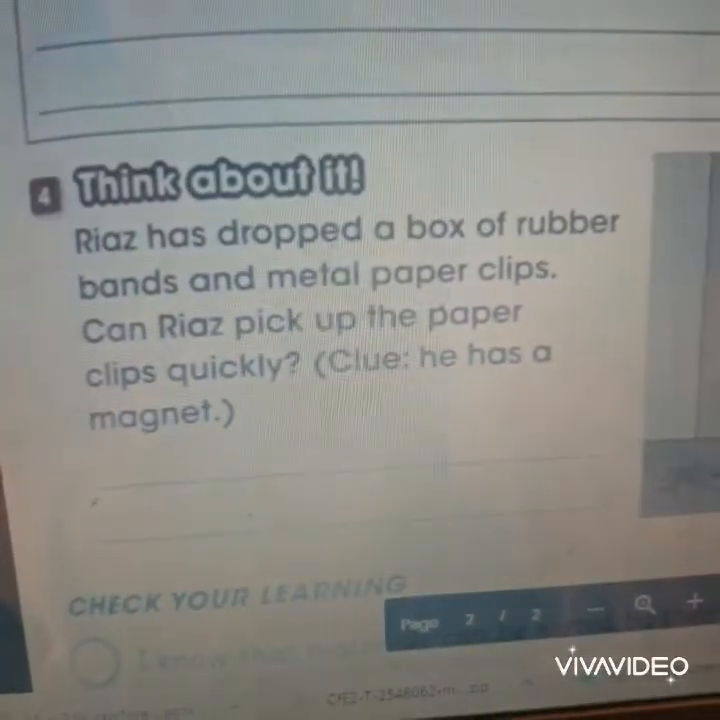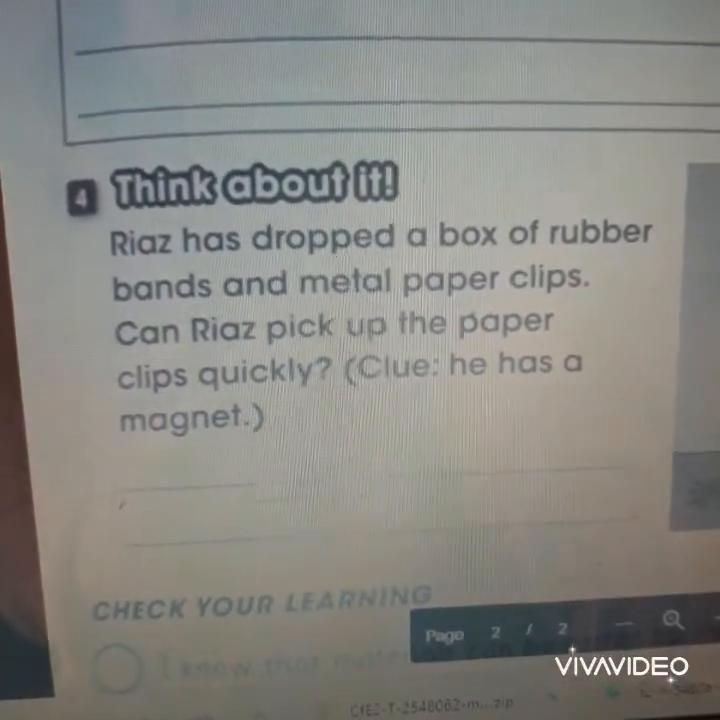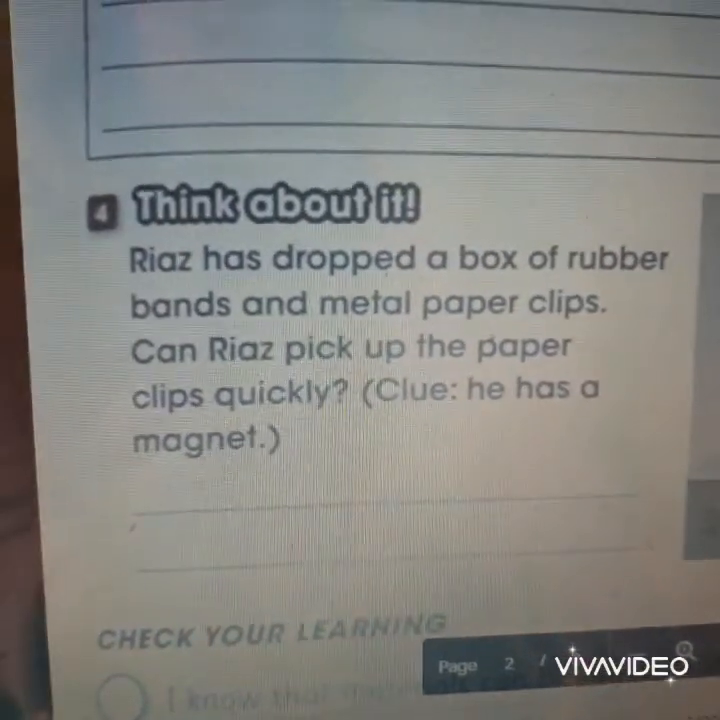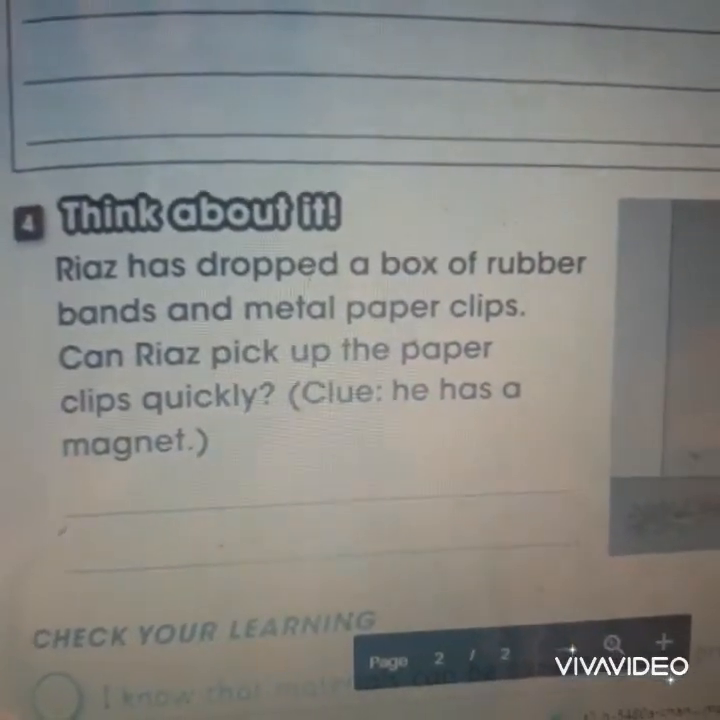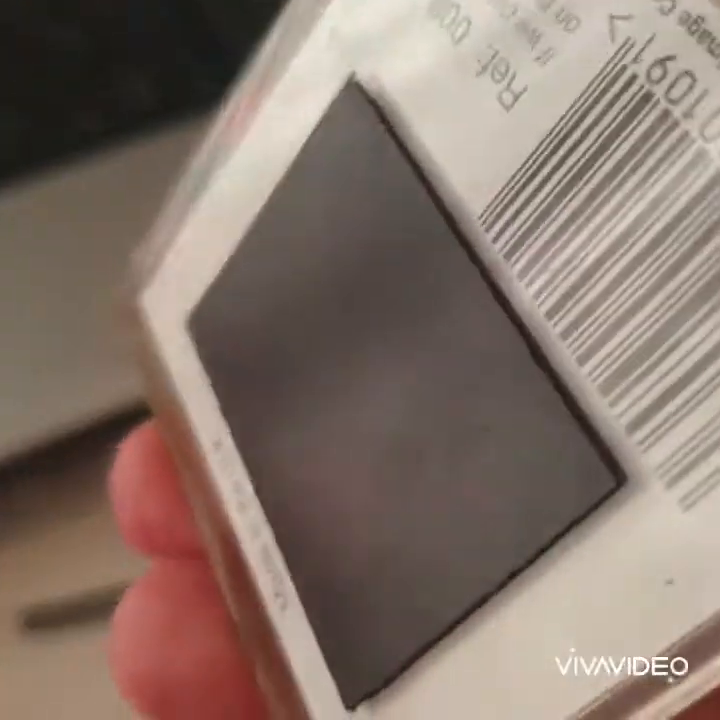And then there's a challenge for you. Riaz has dropped a box of rubber bands and metal paper clips. Can Riaz pick up the paper clips quickly? Clue, he has a magnet. Do you think he's going to be able to pick them up? What do you think?